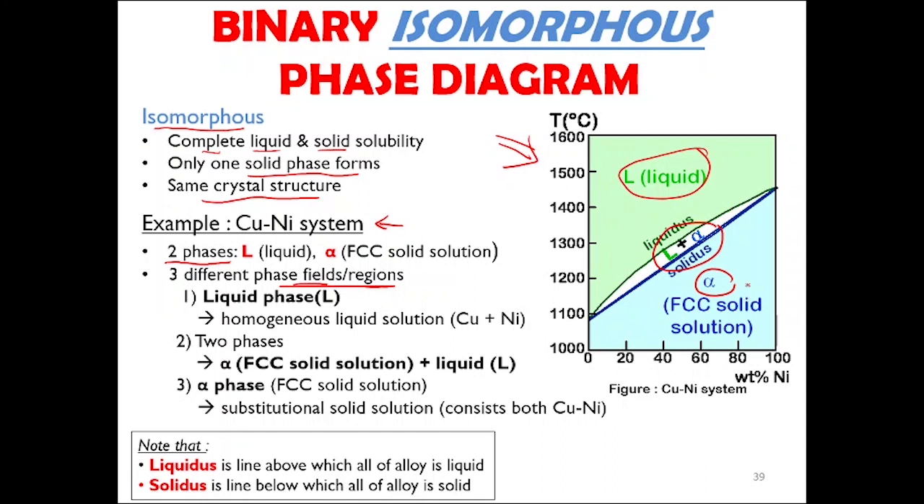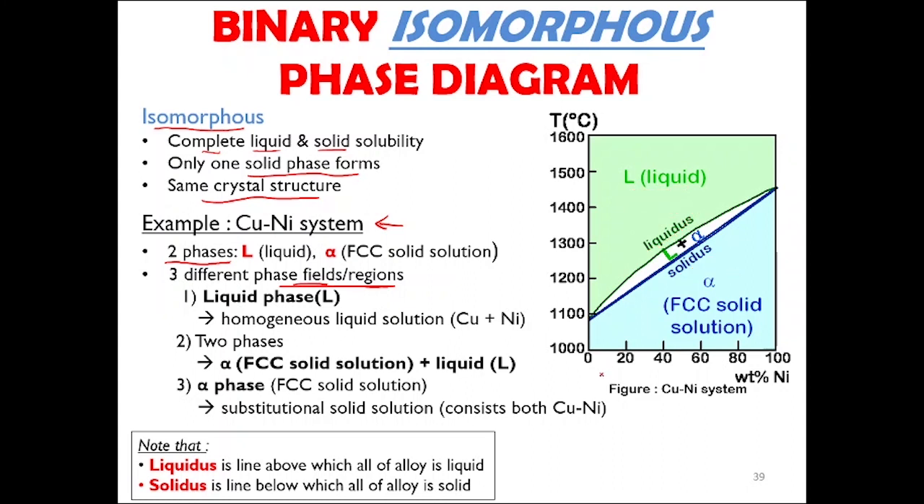For this phase diagram, we denote the solid as alpha. For some examples, we also use SS as solid state. We can also use beta and many more. It depends on the example or the question. Other than that, we also need to know the liquidus line, which is this line, and we also need to know the solidus line. It is over here. Over the liquidus line, we only find the liquid phase. Below the solidus line, we will find the solid phase only.